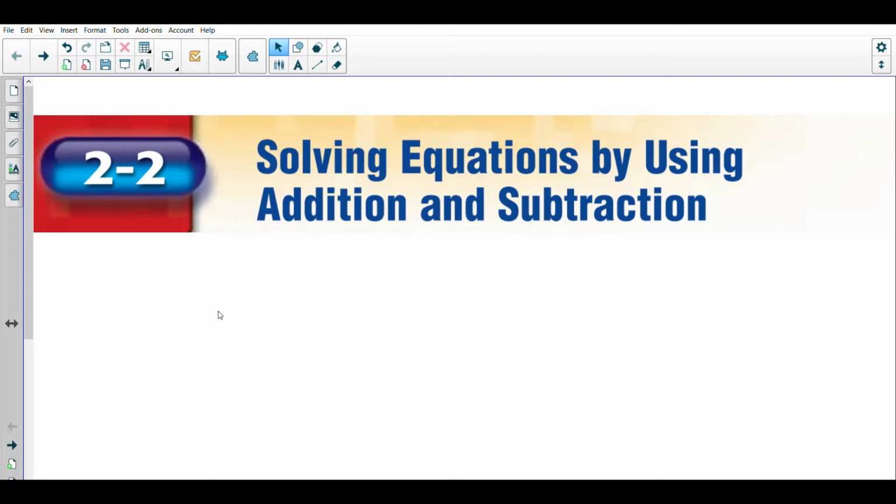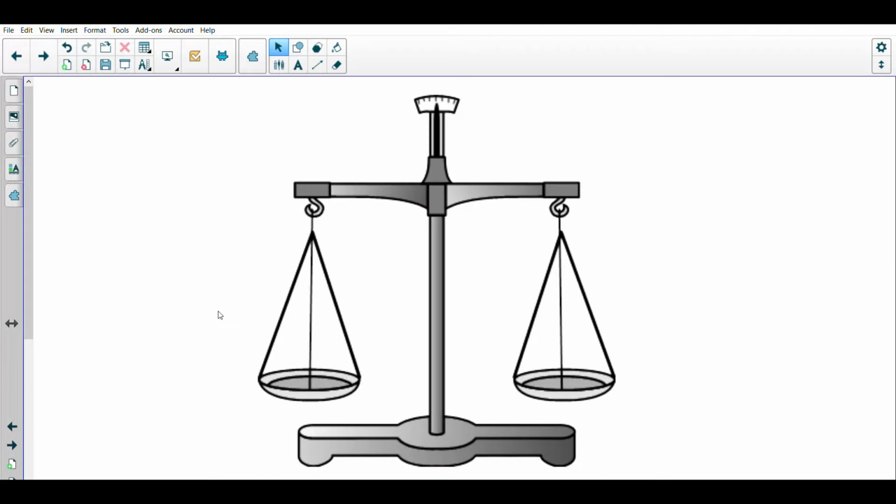Today we're going to look at section 2-2, solving equations by using addition and subtraction. So we're going to start with the basic rules. When we look at an equation, we always have to remember the equal sign is the balance beam, the balance we have to keep between the two sides.